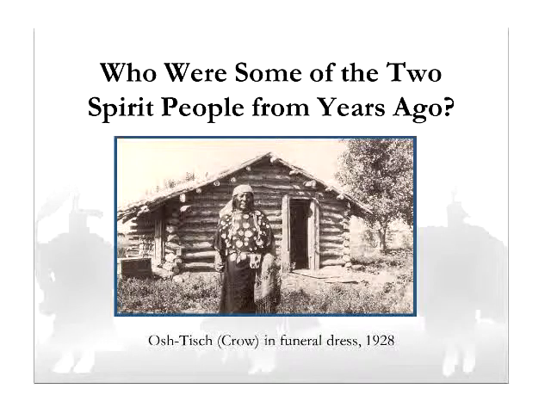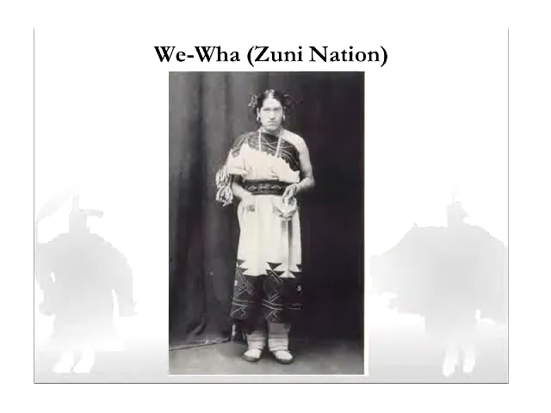So who were some of our two-spirit people of long ago? This is Otish, who's Crow. It's a male-bodied two-spirit person, and Otish wanted to have a picture taken of how she was going to meet her creator. It was taken in 1929. Next slide. This is Wiwa of the Zuni Nation. Wiwa was like this really cool male-bodied two-spirit person.